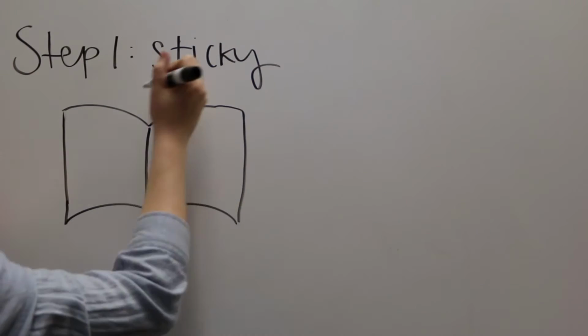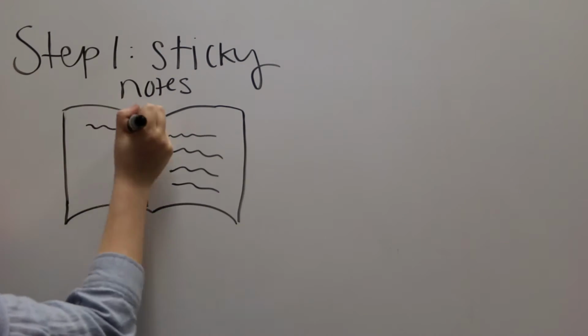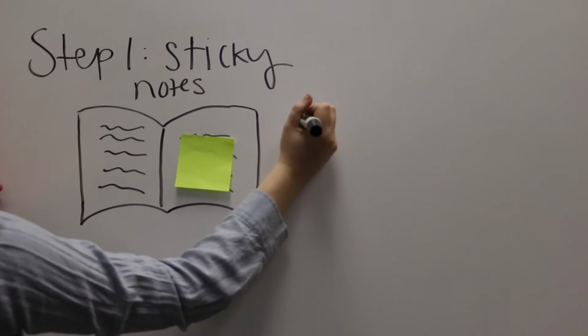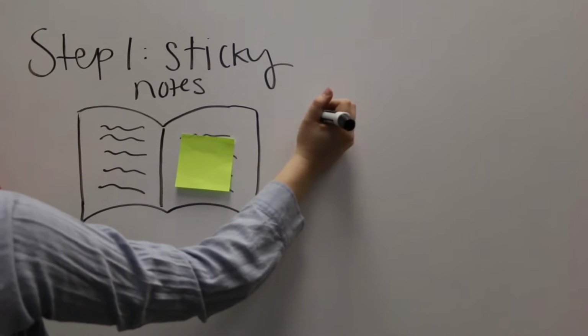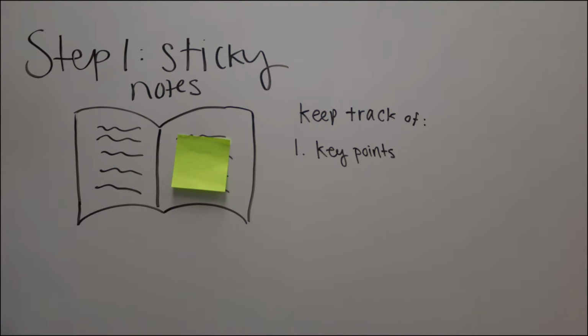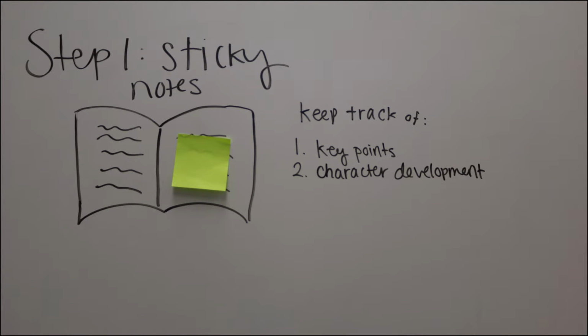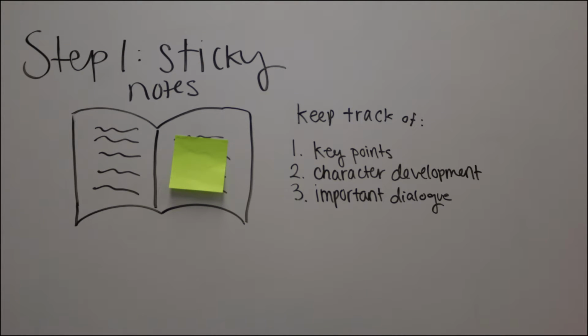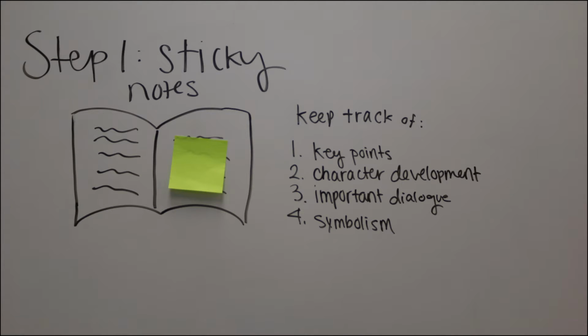Step 1. Sticky notes. Whether you're reading Shakespeare alone or listening to someone else and following along, sticky notes can be a lifesaver. They can help keep track of key points, character development, important dialogue, or even symbolism. Personally, I recommend placing a sticky note at the end of each scene to be used as a summary tool, but you can place them as needed.